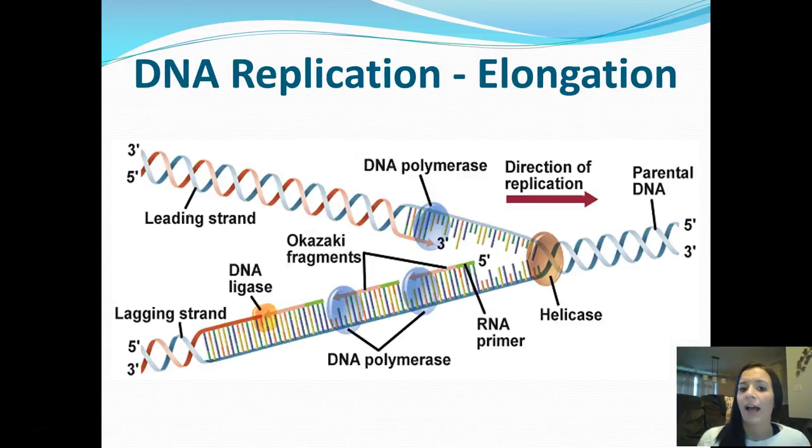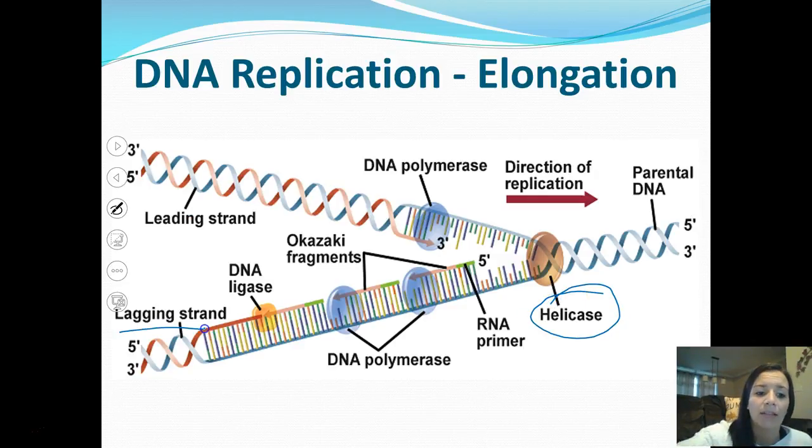So here's a look at this process. Like I said, we have our helicase here, which is unzipping. Then you have the lagging strand here, leading strand here. As you can see, these little pink arrows are your Okazaki fragments, and these little green spots are your RNA primers.